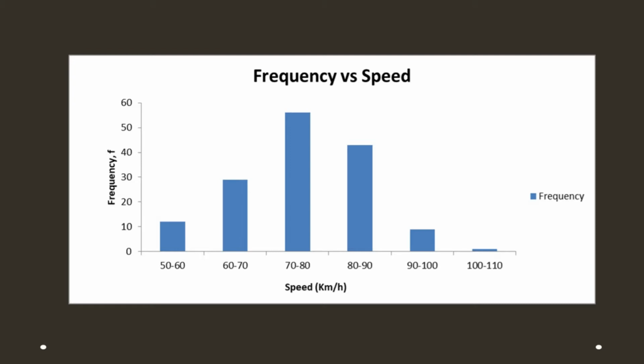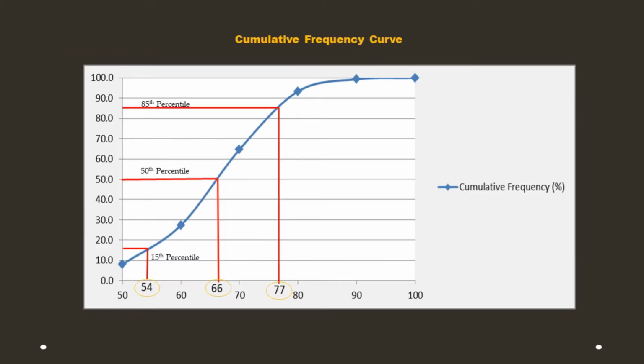Then we plot a bar chart of frequency versus speed. From this diagram, we can get the modal speed. Modal speed is the speed value that occurs most frequently in a sample of spot speeds. And lastly, we plot the cumulative frequency curve. From this diagram, we can get the 15th percentile, 50th percentile, and 85th percentile.